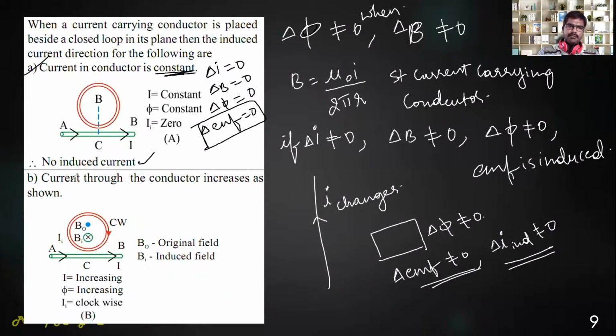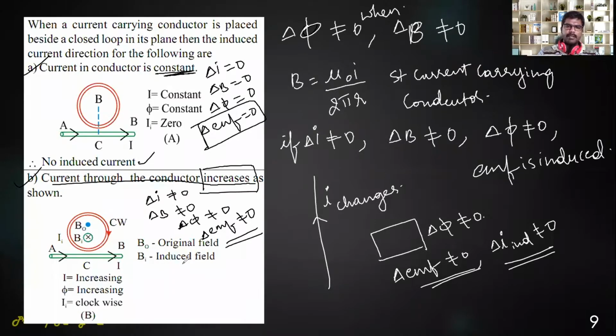And in case B, you can see that the current in the conductor is increasing or decreasing; either it can increase or it can decrease. What would happen? ΔI is not equal to 0. Then the magnetic field related with that coil also would undergo change. ΔB is not equal to 0, Δφ is not equal to 0, and ΔEMF is also not equal to 0. There is some induced magnetic field and also induced EMF developed over there. Induced current will also be there.